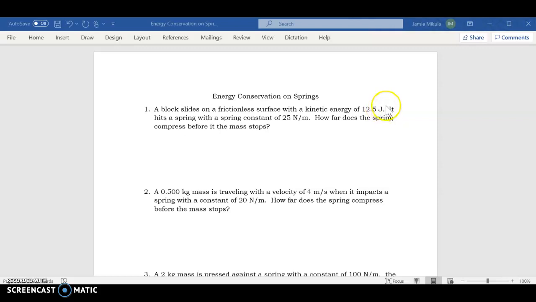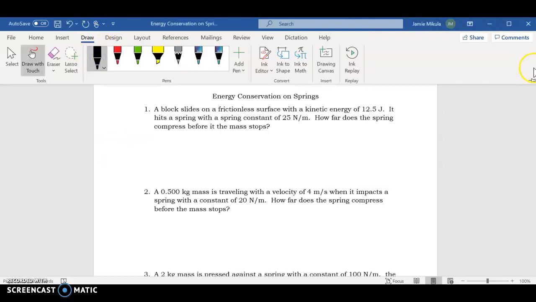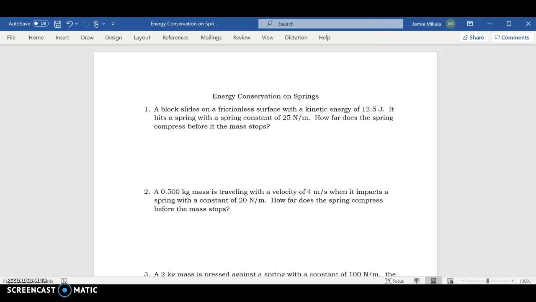All right, so this is energy conservation on springs, and we just gave it as an assignment, but nothing is due today. But if you want to check your work, this was from 121.